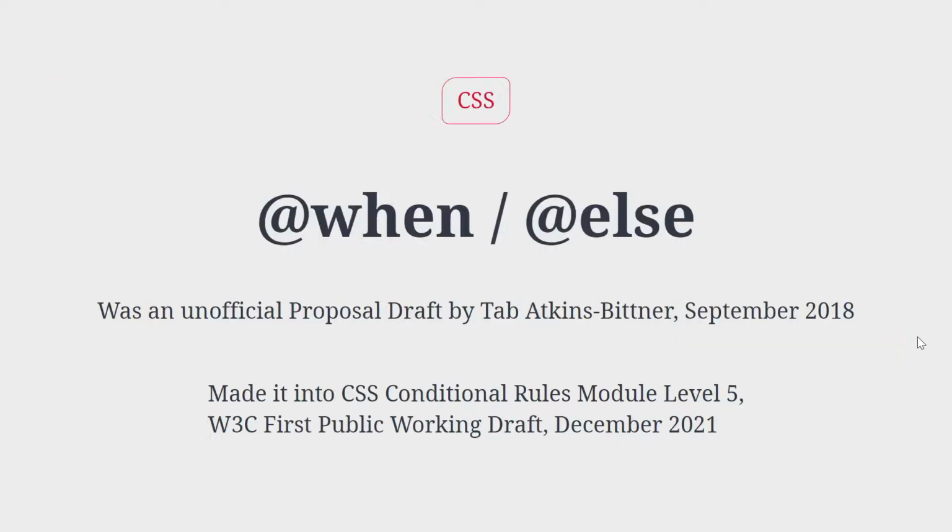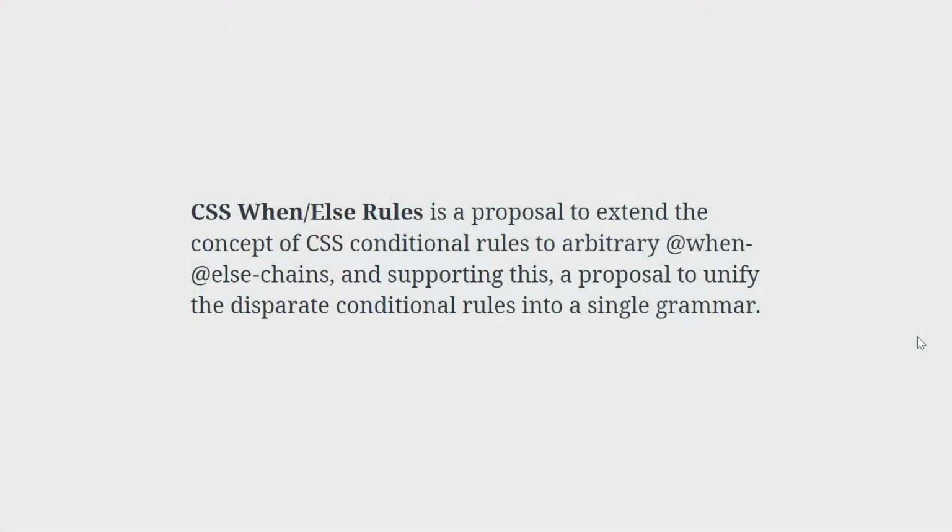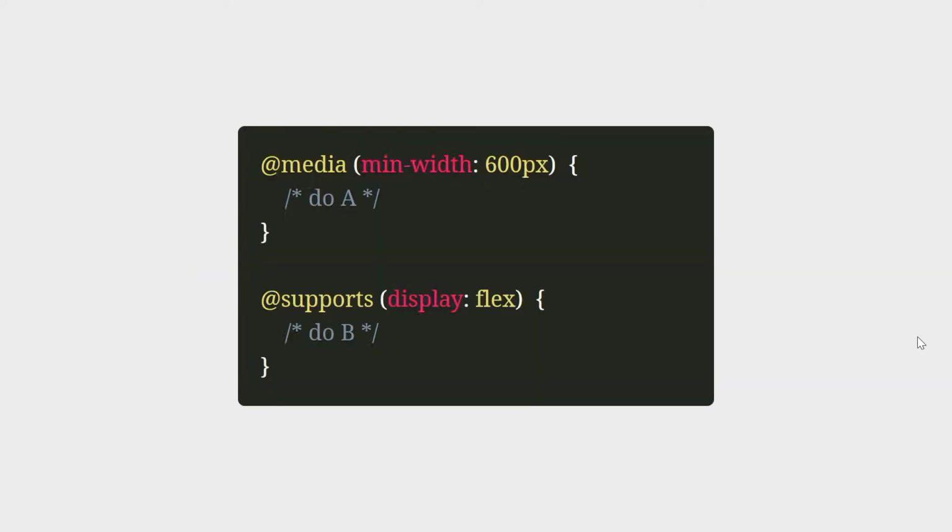We might be getting something like if else. It's called here when else. It was an official proposal draft by Tab Atkins-Bittner in 2018, but in the meantime, it made its way into a public working draft. And the idea is to chain different rules together and add an else rule.